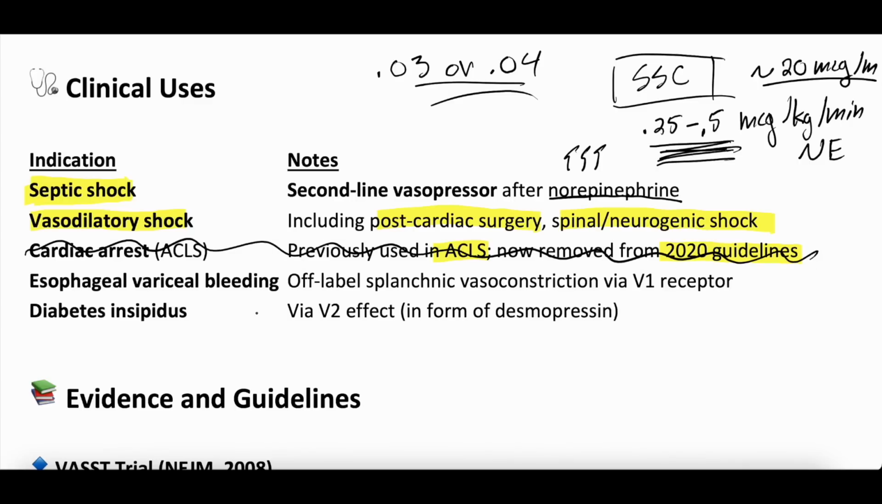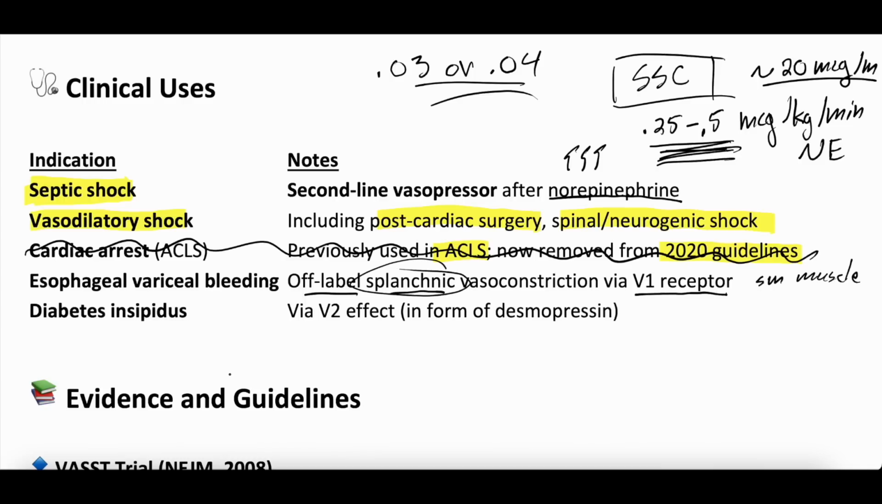All right, esophageal variceal bleeding. Some people use it off-label to vasoconstrict the splanchnic blood vessels. Those are the blood vessels in kind of the gut that can be involved in variceal bleeding. This isn't something commonly done, but it is something that can be done. And it's via that V1 receptor, causing that smooth muscle vasoconstriction of those splanchnic blood vessels in the gut.